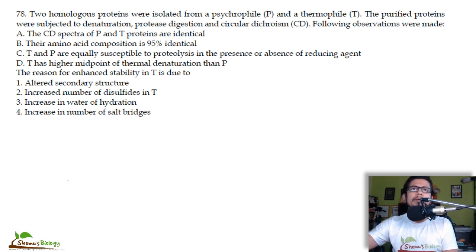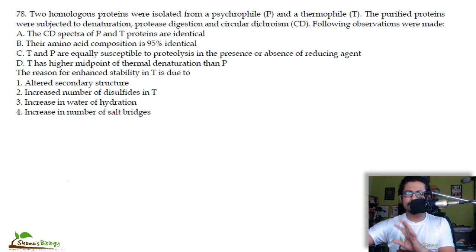Two homologous proteins were isolated from psychrophilic and thermophilic conditions. Psychrophile is denoted with P, thermophile with T. The purified proteins were subjected to denaturation, protease digestion and circular dichroism. The following observations were made. Firstly, you need to read the question a couple of times to understand it very clearly.